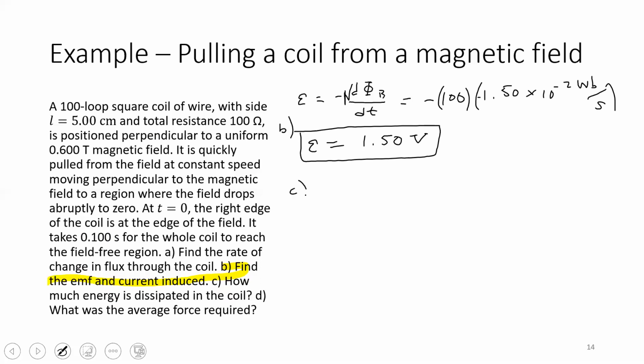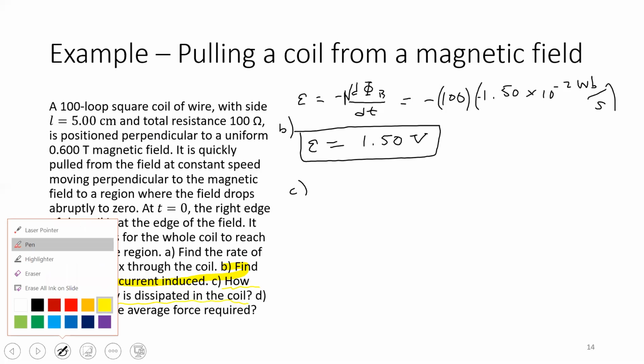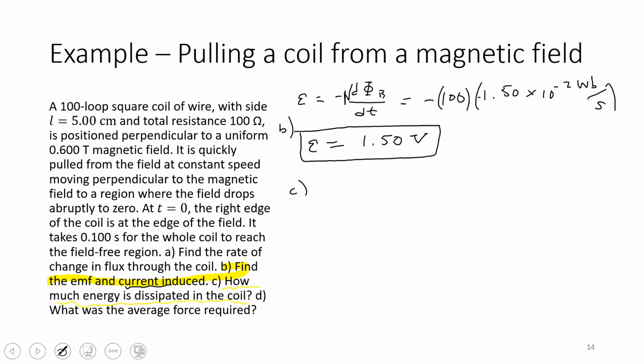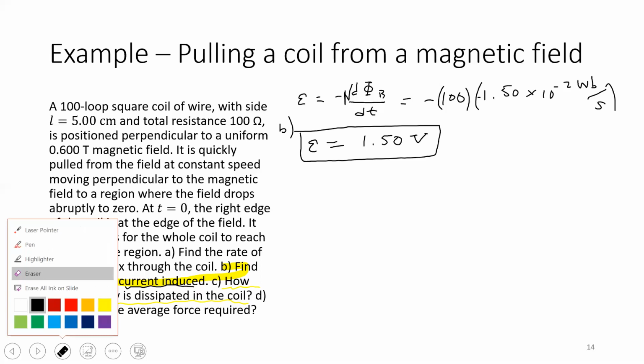So what about part C? Part C says how much energy is dissipated in the coil. Oh, you know what? We haven't found our current induced yet. So our current, let's back ourselves up. Got too excited that I got one part done.